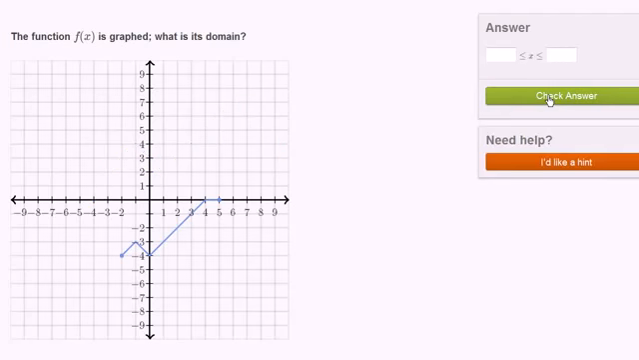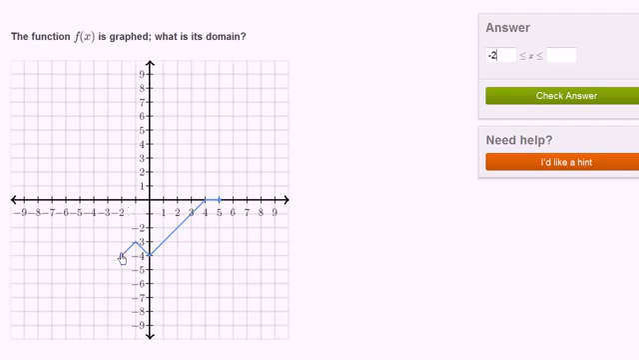This is kind of fun. The function f of x is graphed. What is its domain? So once again, this function is defined for -2 is less than or equal to x, which is less than or equal to 5. If you give me an x anywhere in between -2 and 5, I can look at this graph to see where the function is defined.